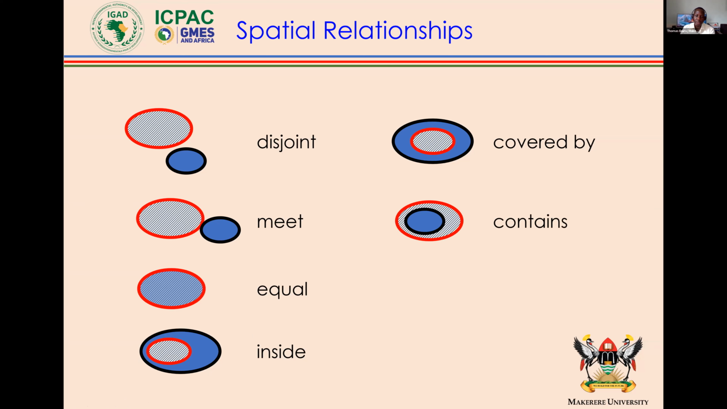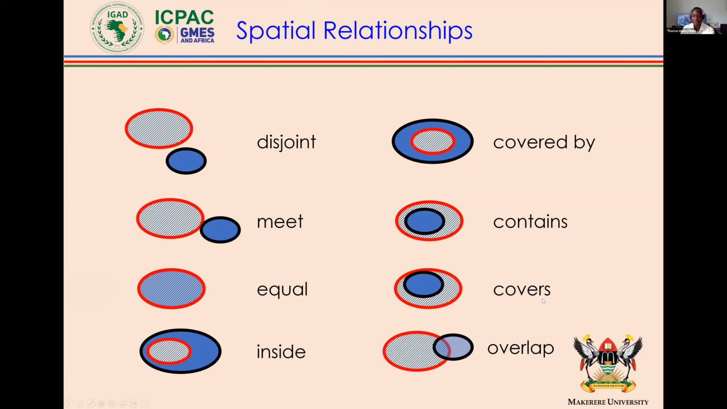Another one is contain. Contain is also different from inside. In inside, the polygon in red is on top of the blue polygon. In this case, it's a reverse. The other one is on top and the other one is on the bottom.